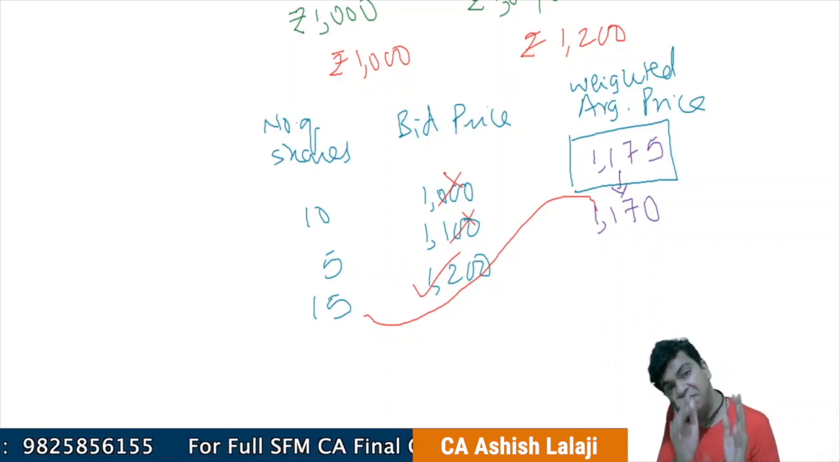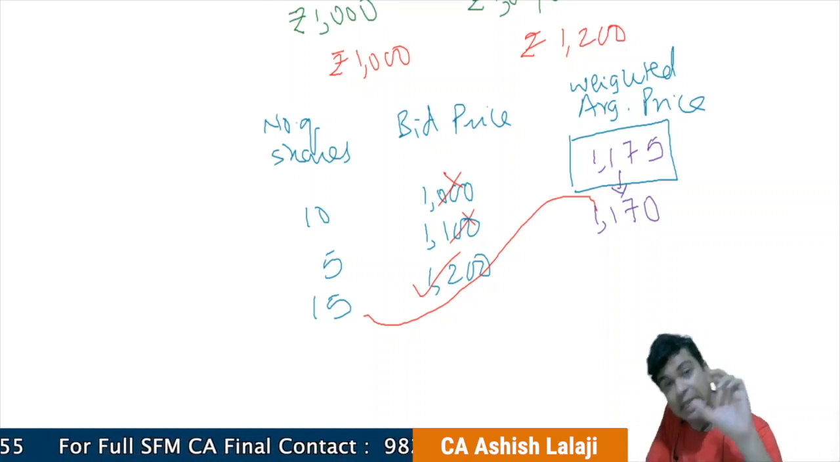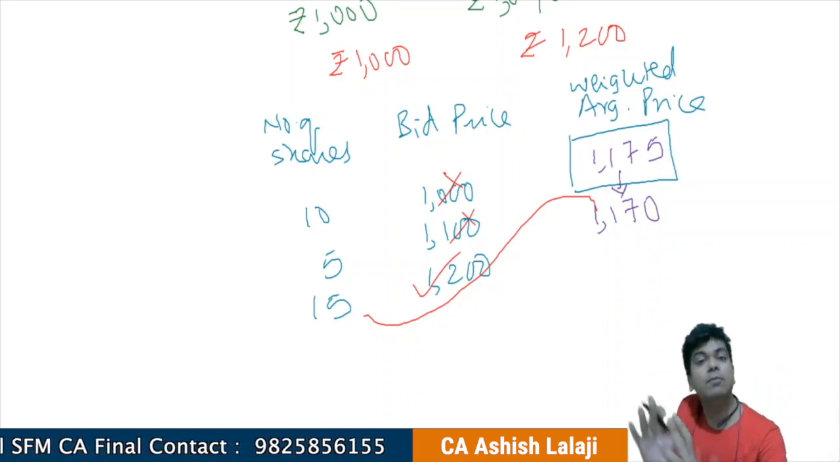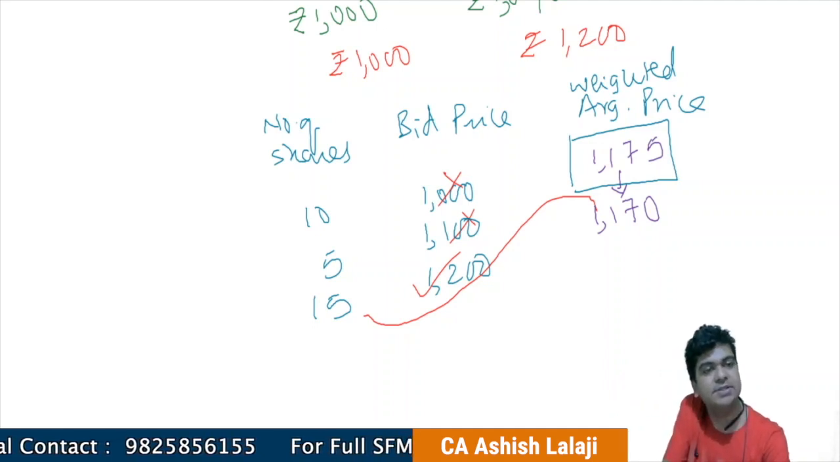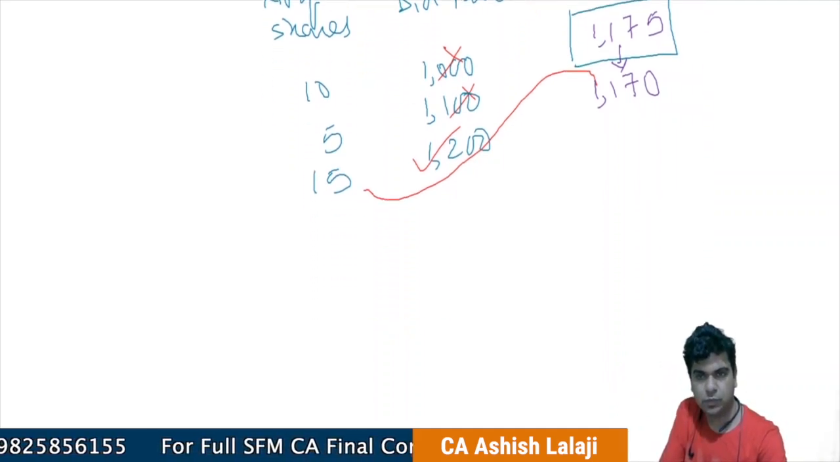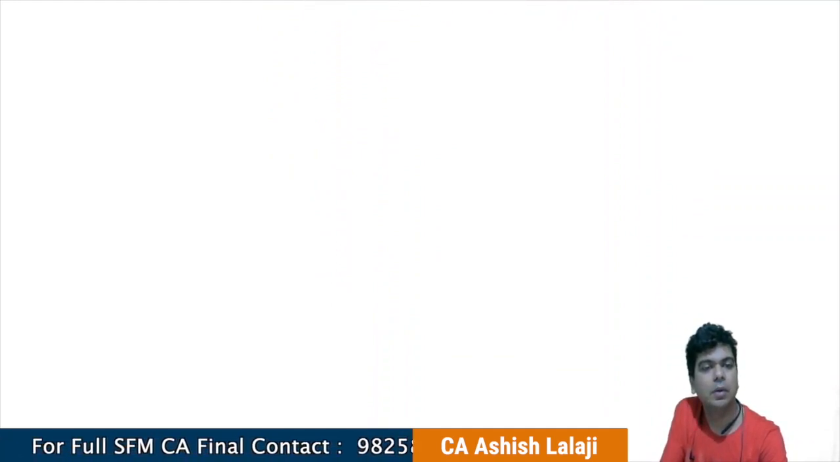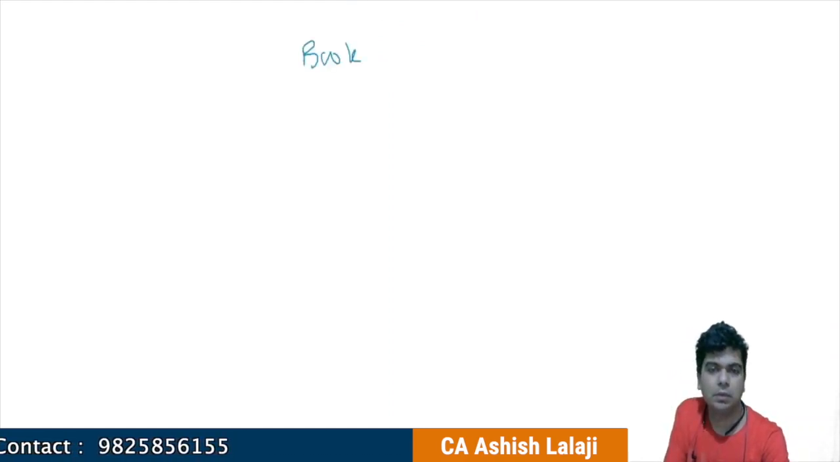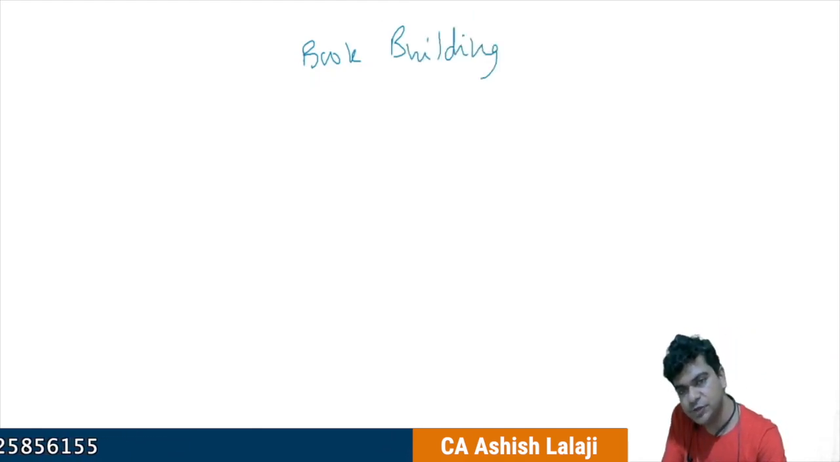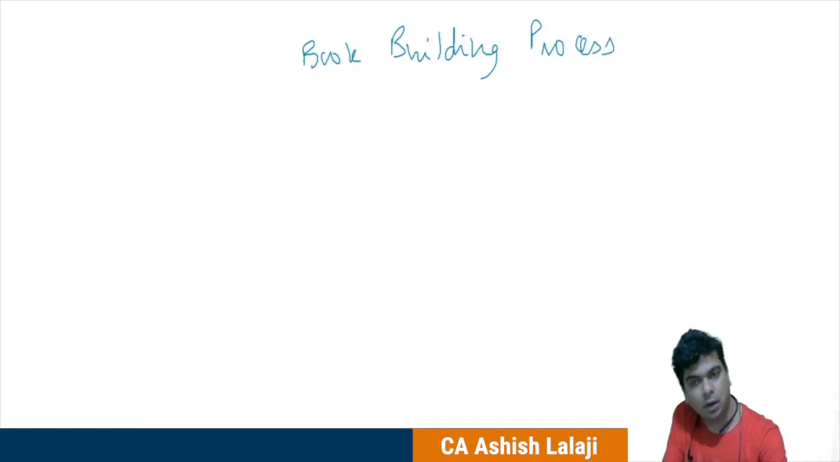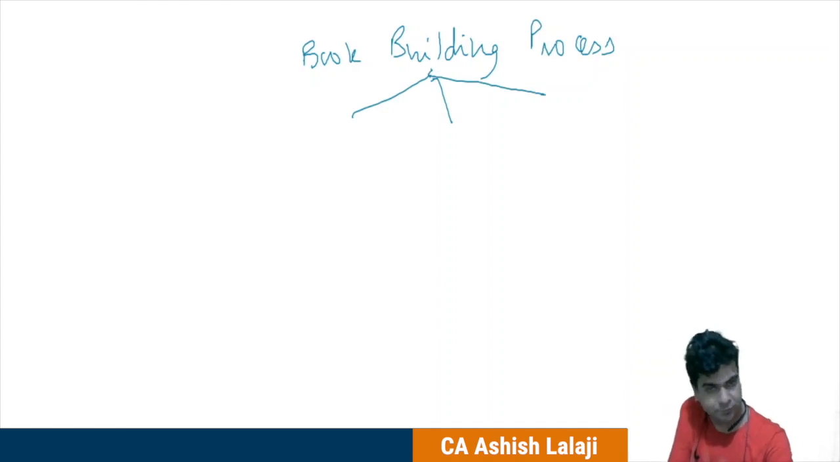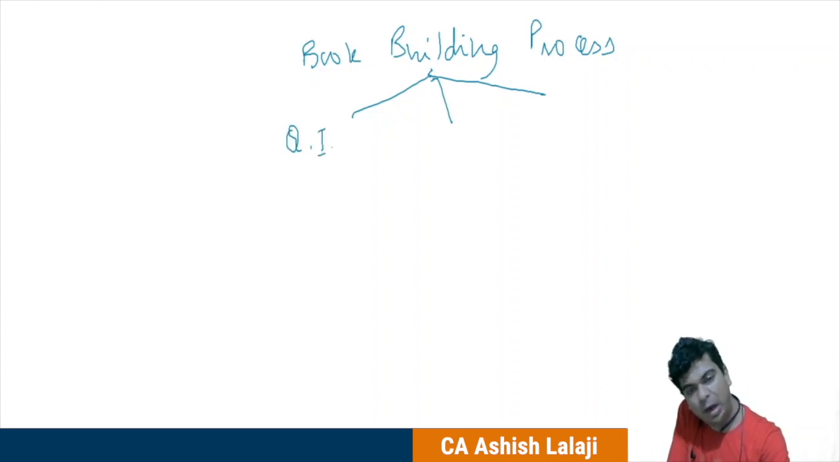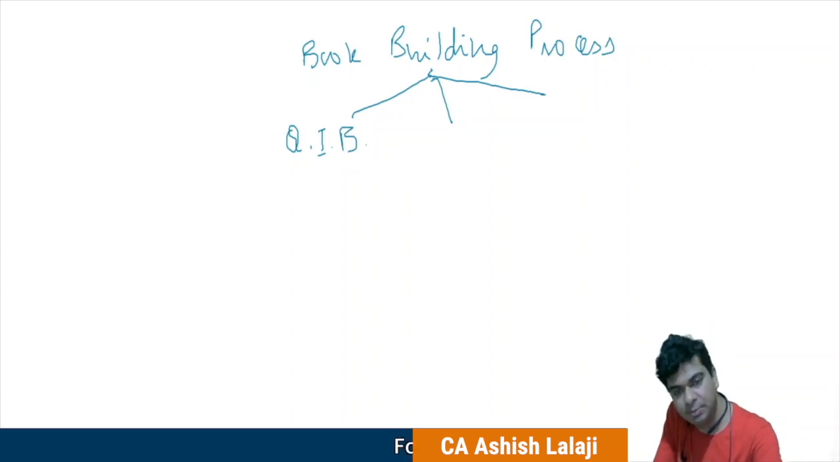Now, again, whenever a company is coming up with a book building process, there are certain allotments which are normally made by a company. I'd like to discuss that point also. We are still discussing the book building process. Now, what happens in the book building process is there are three major participants. One is qualified institutional bidders. I'm using the short form QIB, qualified institutional bidders.